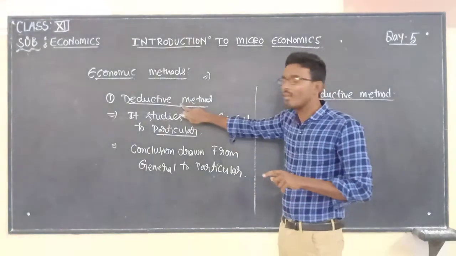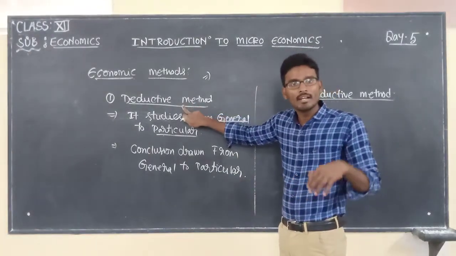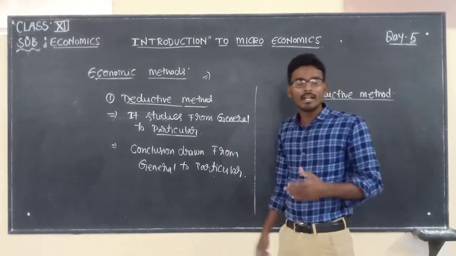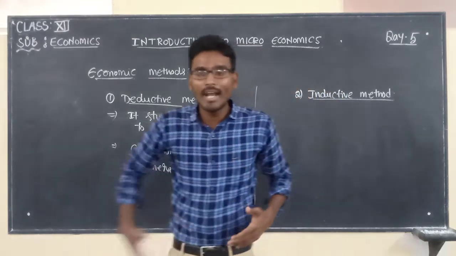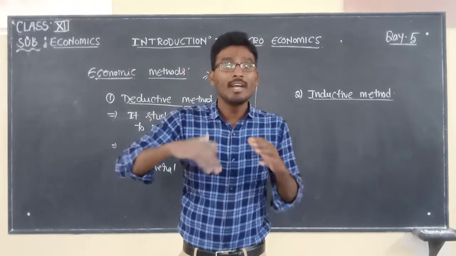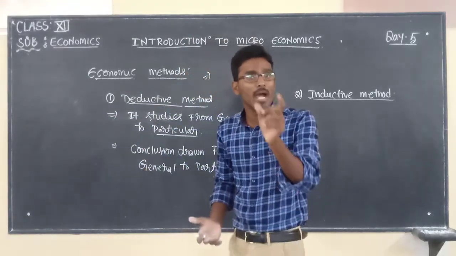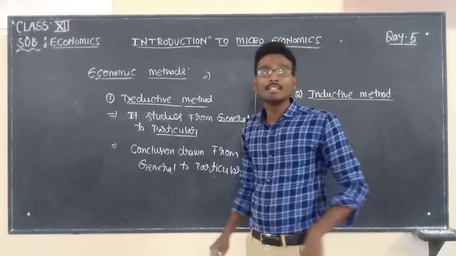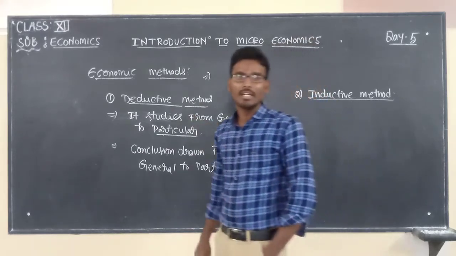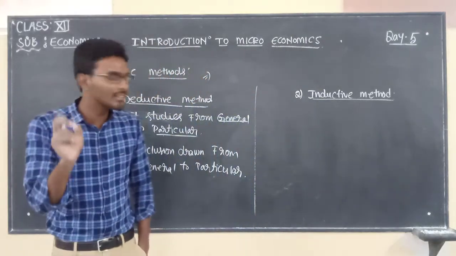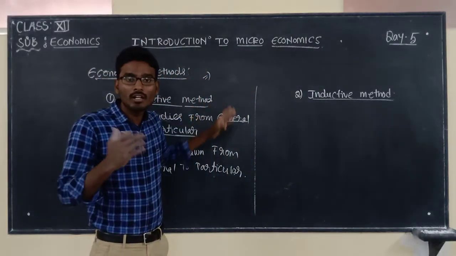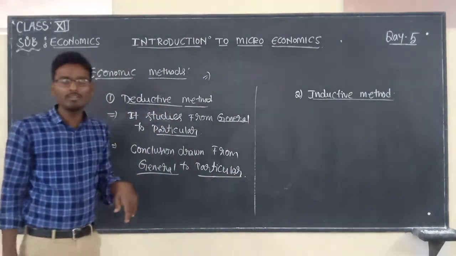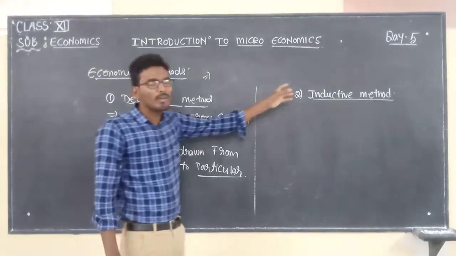So that is known as the deductive method. In the deductive method, the conclusion is drawn from general to particular. In the example, I described the entire class, and again I described a student in your class, that is particular. That is known as the deductive method of study. Remember one thing here: in the deductive method, the conclusion is drawn from general to particular. And what about the inductive method?